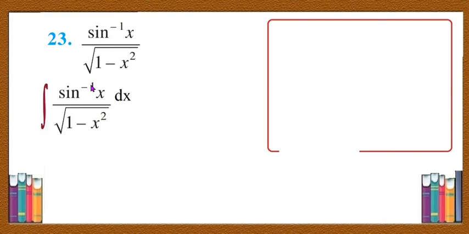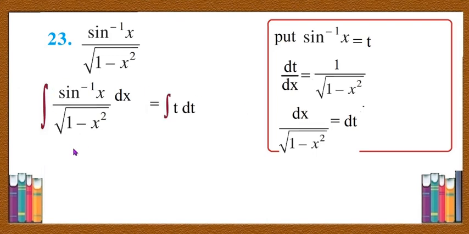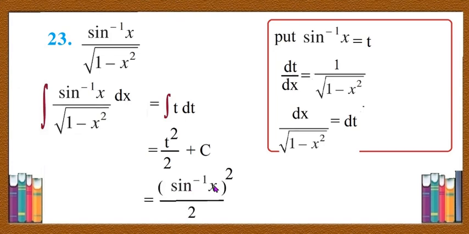Substitute t is equal to sine inverse x, and what is dt by dx? It is 1 by root of 1 minus x square, so dx by root of 1 minus x square is equal to dt. If you make the substitution in this integral, it will reduce to the integration of t dt. Integration of t is t square by 2 plus c, and finally, what is t? Sine inverse x. That's why the answer is (sine inverse x) whole square divided by 2 plus c.